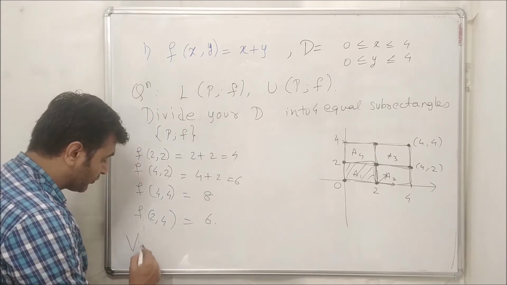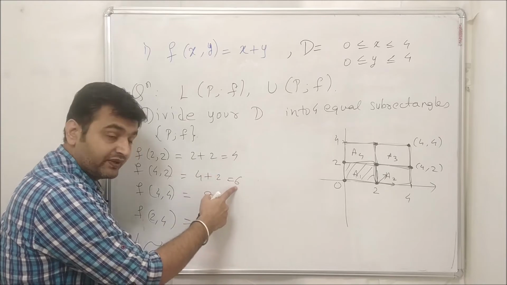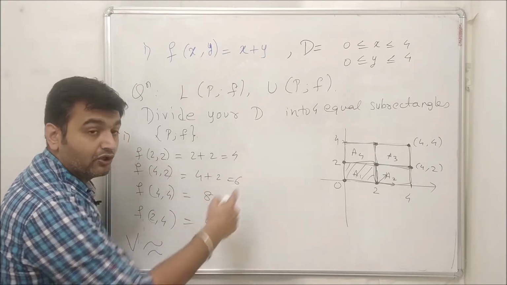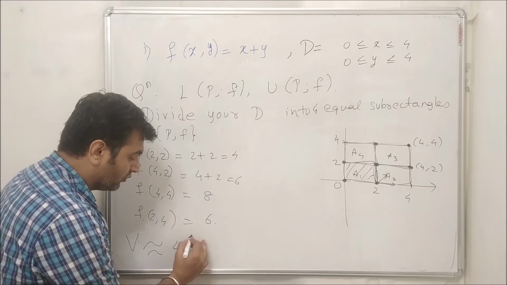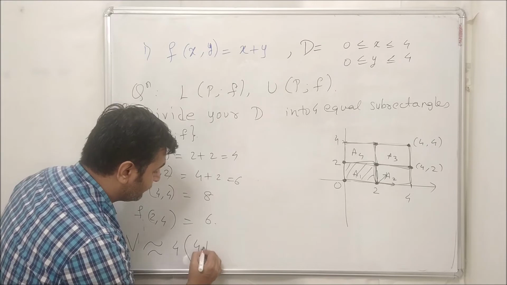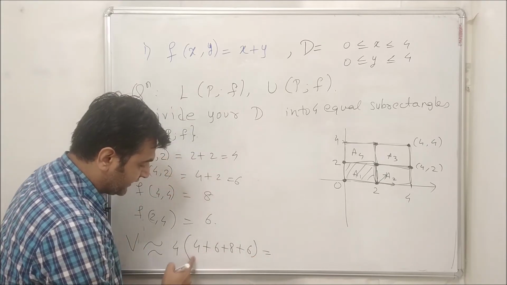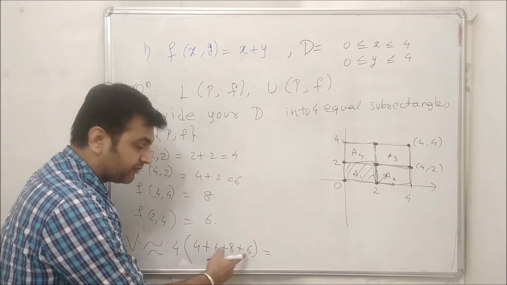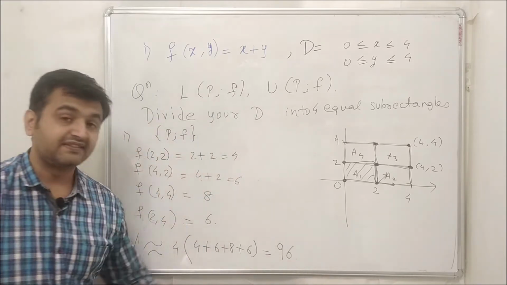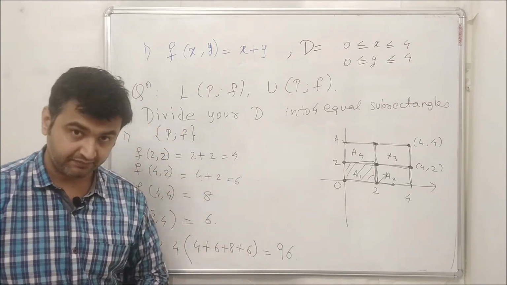So now what will be the approximated volume? 4 into area of the rectangle, 6 into area of A2, 8 into area of A3 plus 6 into area of A4. So the area is 4, common for all the sub rectangles. I have to simply add 4 plus 6 plus 8 plus 6: 10, 10 plus 8 is 18, 18 plus 6 is 24, 24 4s are 96. So this is the maximum value your integral can take. Okay, so this is the upper Riemann sum.